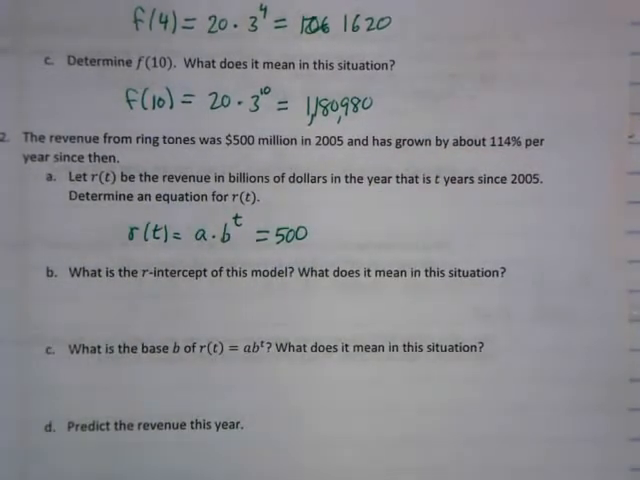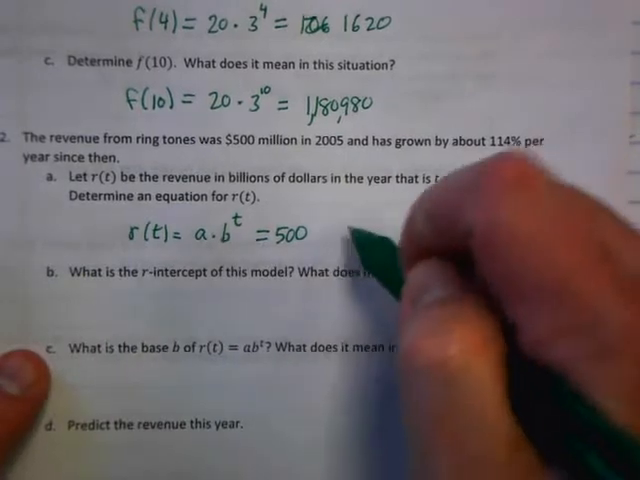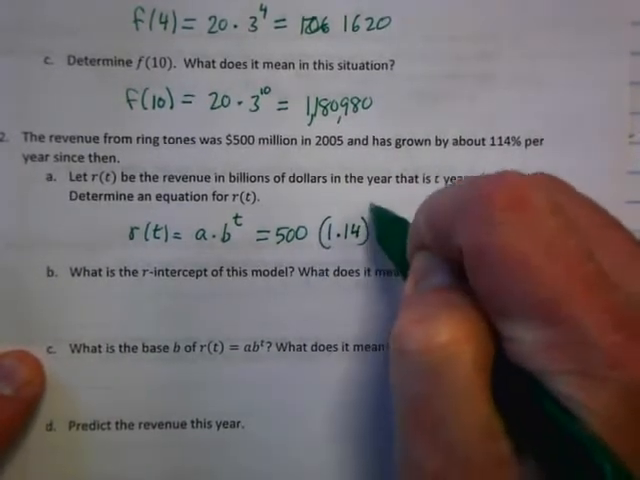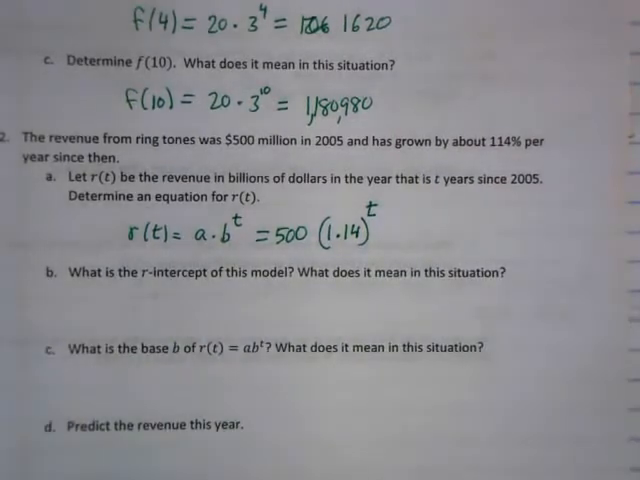Why is a 500? It was a starting value at 2005, so it's when time was 0. And then what's the b number? 1.14. That's a very common mistake. I'm going to put 1.14 and we'll fix it in a minute. Many people would put 1.14. That's close, but not quite right.